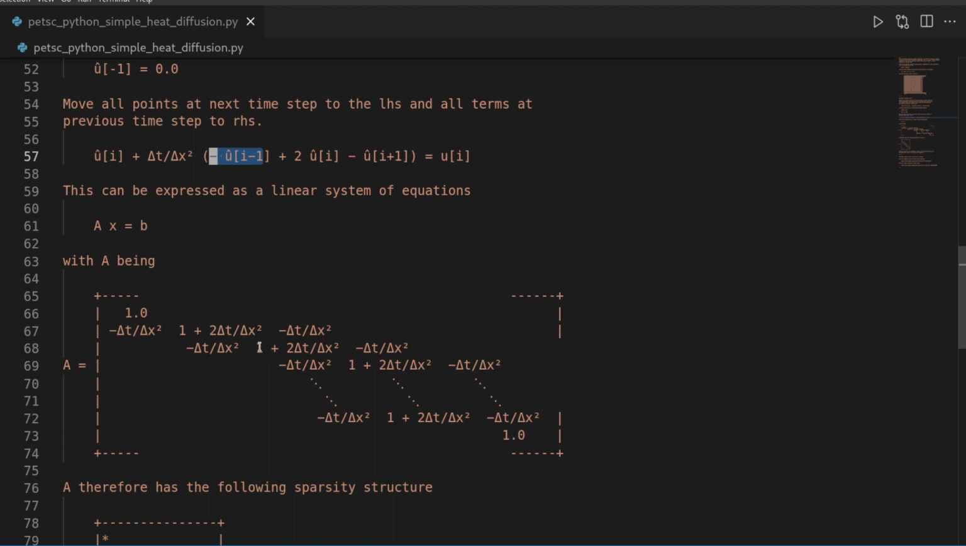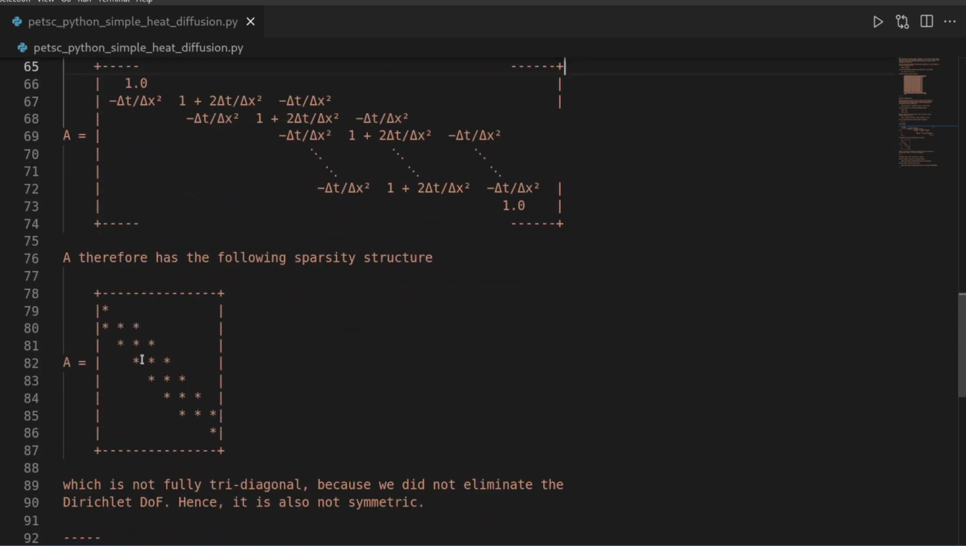And then I said almost tridiagonal. That is because for simplicity, we will not eliminate the Dirichlet degrees of freedom. So we will keep a 1 at the top left and the bottom right to indicate that the unknown in our unknowns vector x, which is associated with the boundary value on the left and on the right, is prescribed. And then we get the following sparsity structure, which is going to look as here. And there it should also be visible that this is not a tridiagonal system.